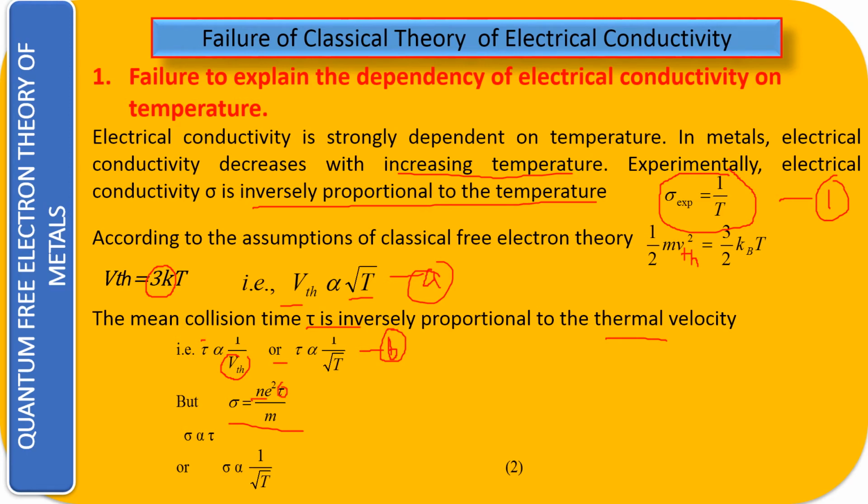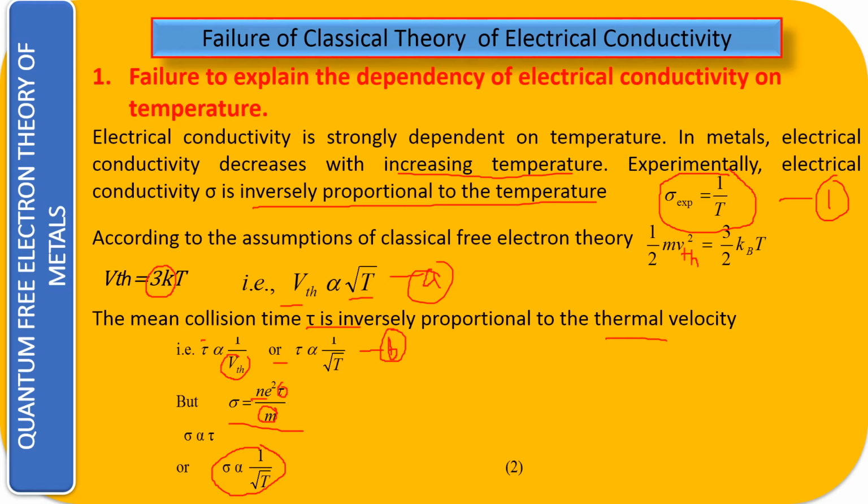n is the number of electrons per unit volume, e is the charge on the electron, m is the mass of the electron. So what I can say, sigma will be proportional to 1 upon square root of temperature. So now what we are saying is, sigma, that is conductivity, is inversely proportional to the square root of the temperature.